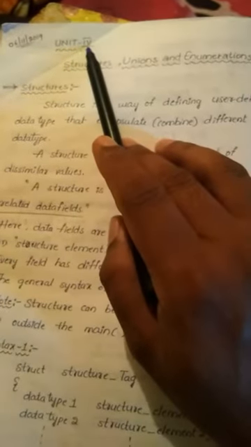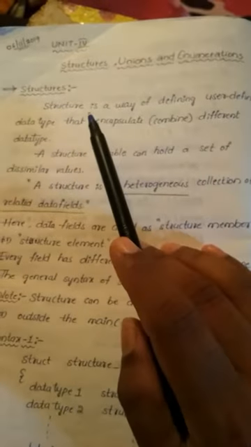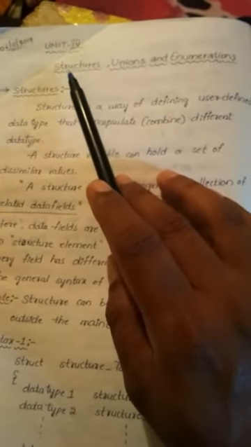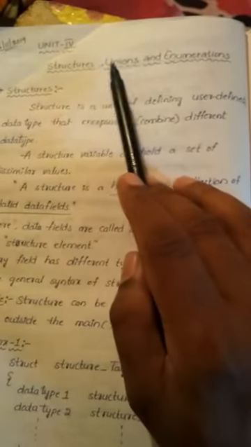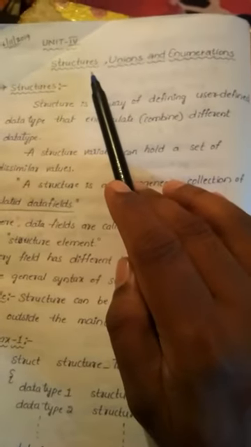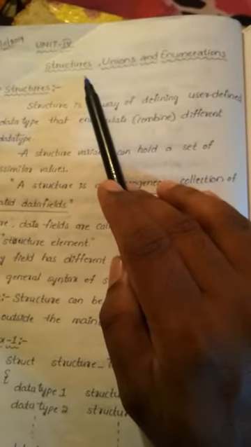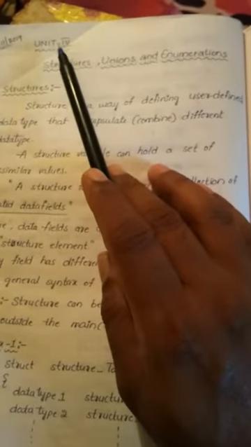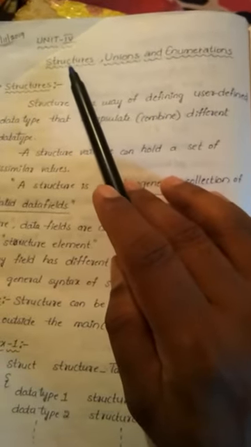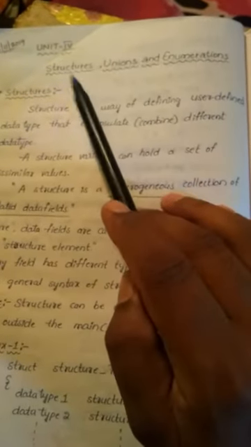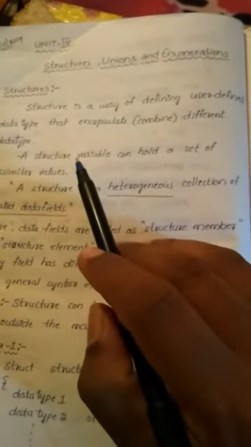Next, Unit 4 in C language. In Unit 4, you have two topics: structures and unions, and the second topic is object oriented programming. Two topics in the fourth unit. Structures and unions is one topic. The second topic is object oriented.